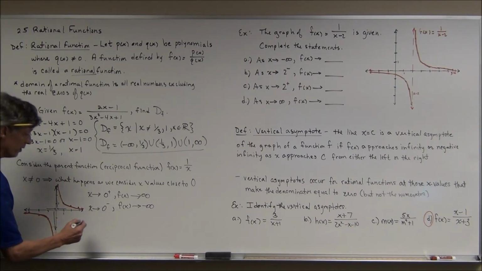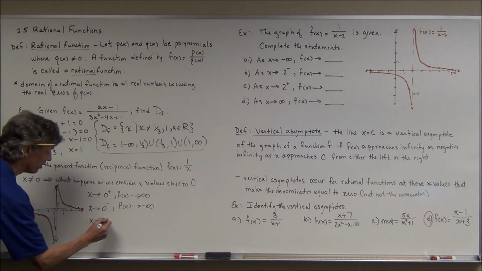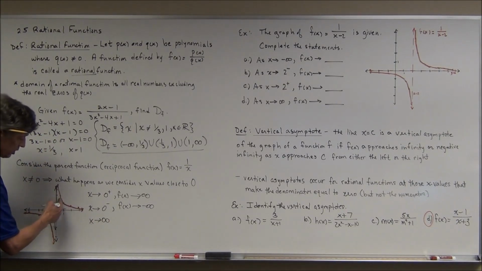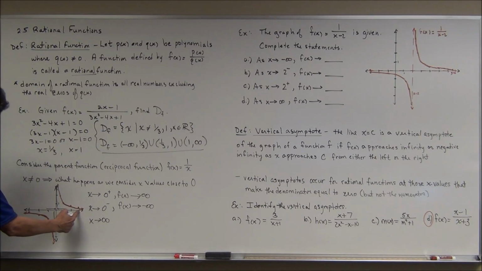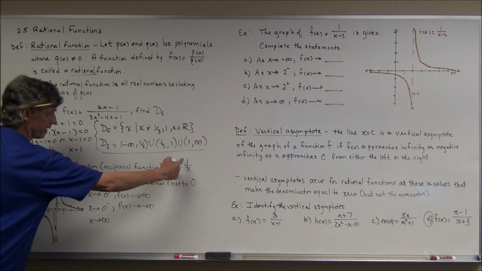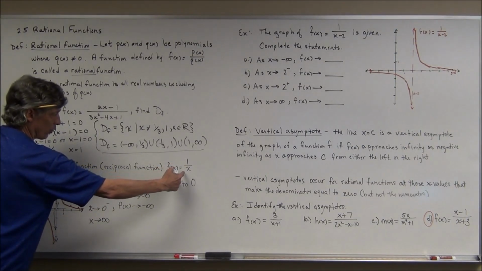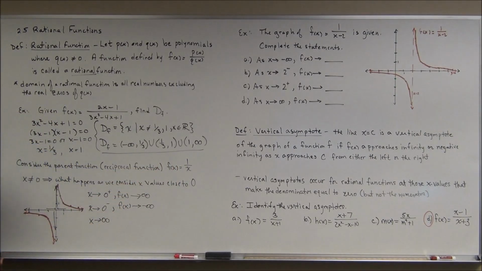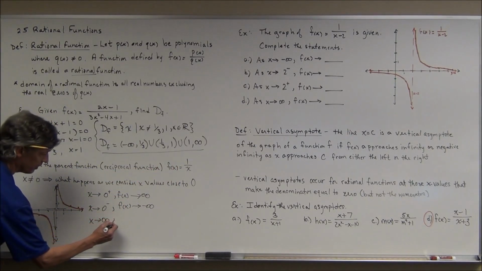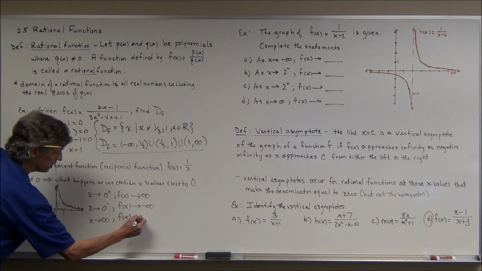Now, end behavior: as x gets bigger, do you see how it's curling out? It's going to get closer and closer and closer to the x-axis, but it's not going to cross the x-axis, because for it to cross the x-axis, that means y would be 0, and y can't be 0 if y is 1 over x, because the numerator is not 0. So as x goes to infinity, my f of x is going to go to 0.